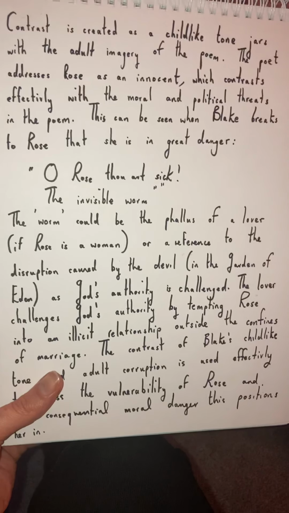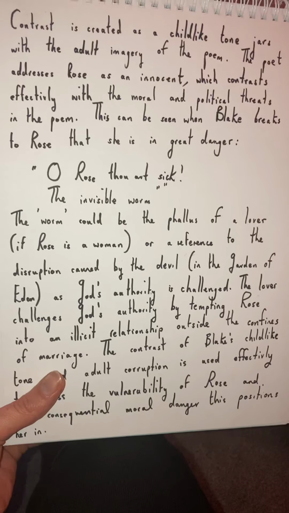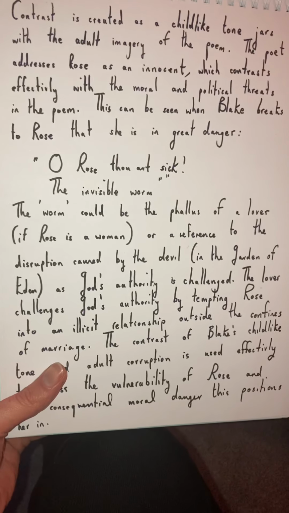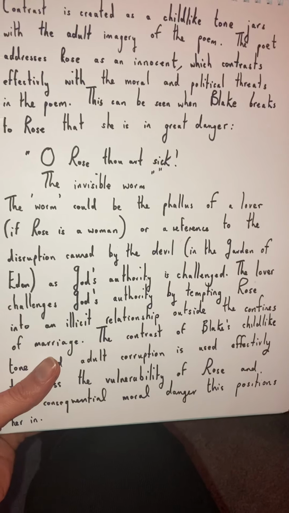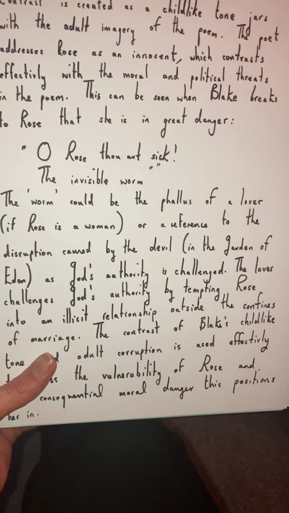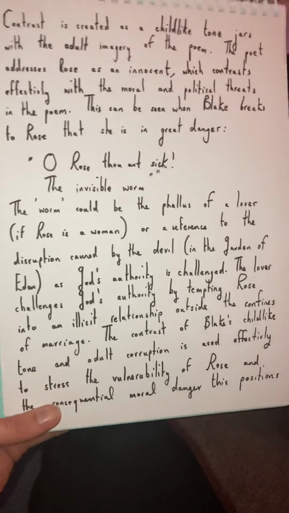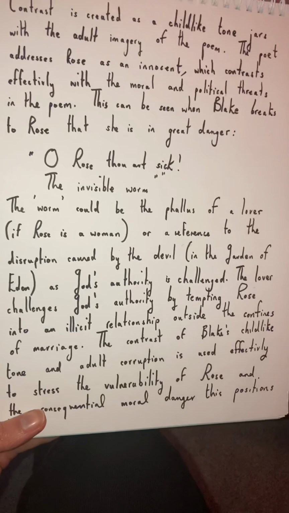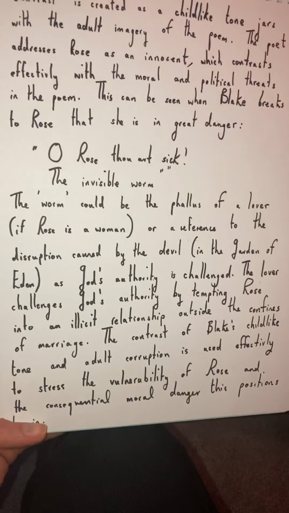The worm could be the phallus of a lover if Rose is a woman, so I'm saying why that's adult. Or a reference to the disruption caused by the devil in the Garden of Eden as God's authority is challenged. The lover challenges God's authority by tempting Rose into an illicit relationship outside the confines of marriage.